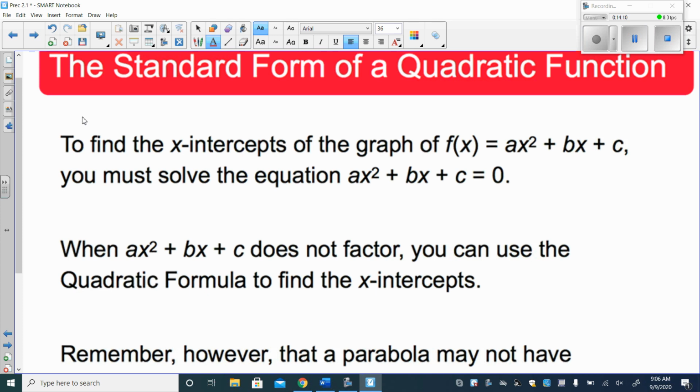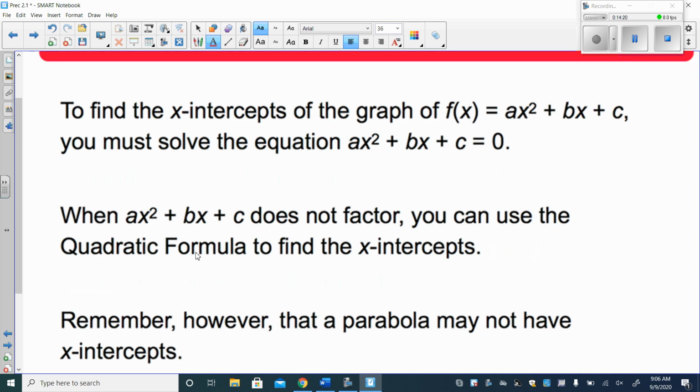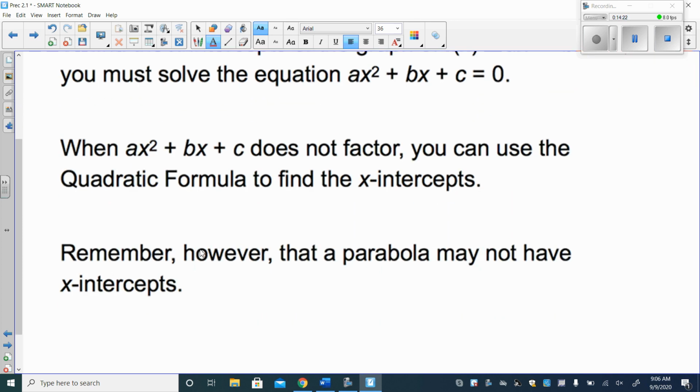To find the x-intercepts of the graph, you must solve it. We want to find what values of x make it 0, because x-intercepts and solutions are the same thing. When this cannot be factored, you can use the quadratic formula. We've already gone over that. And remember, however, the parabola may not have any x-intercepts because it may be above or below the x-axis.